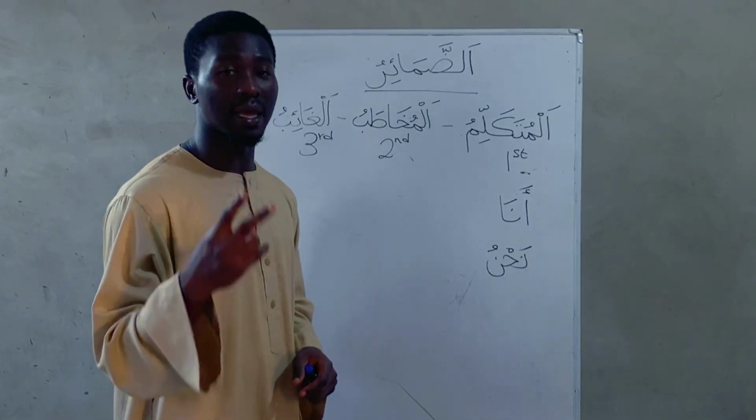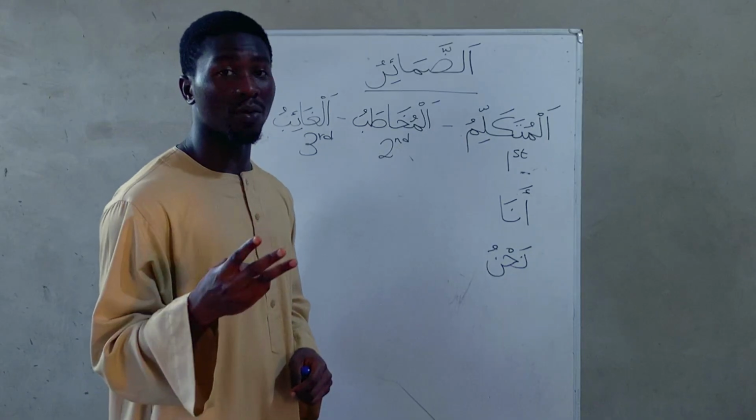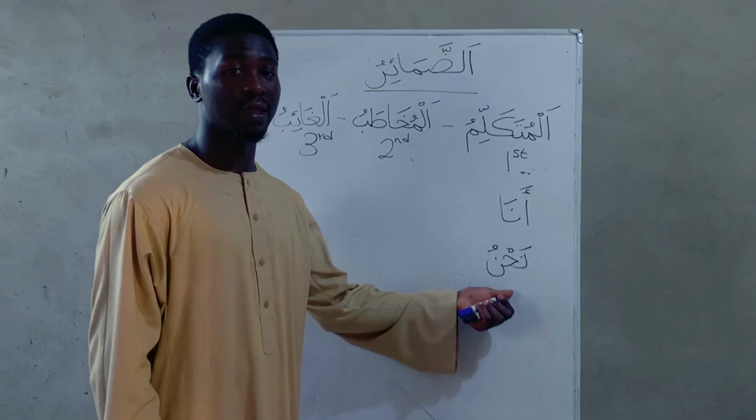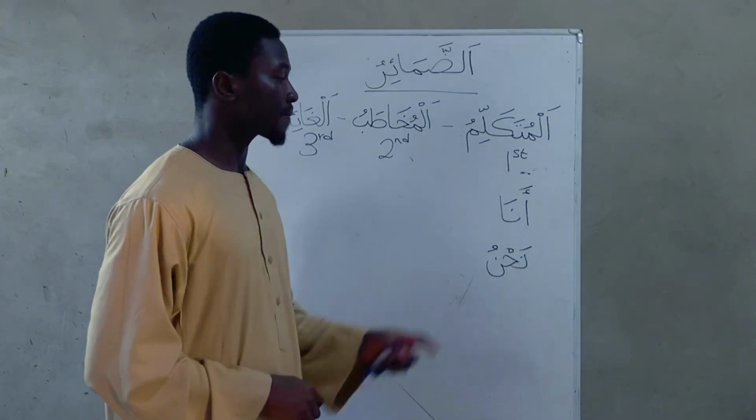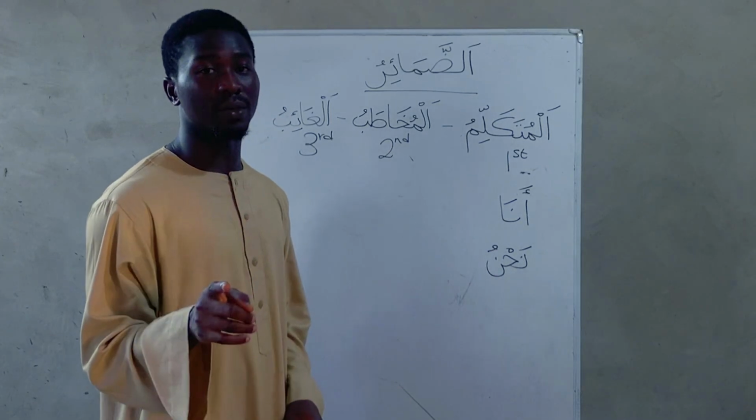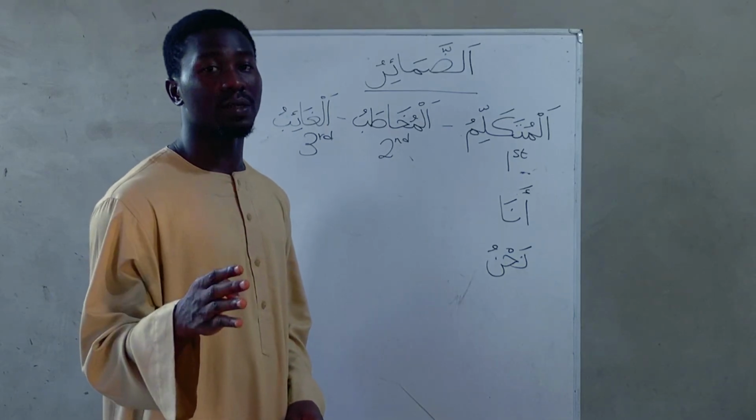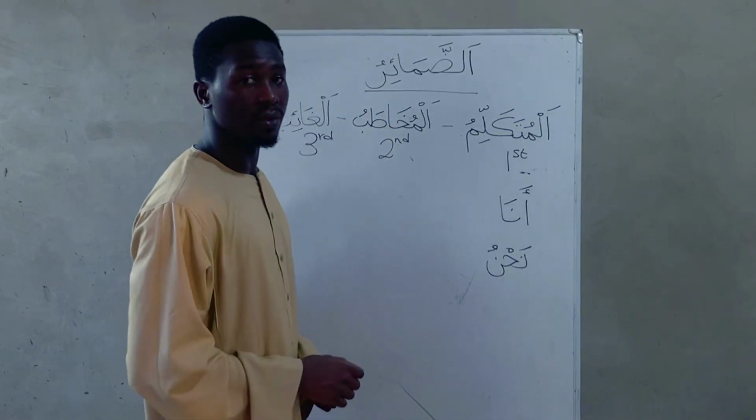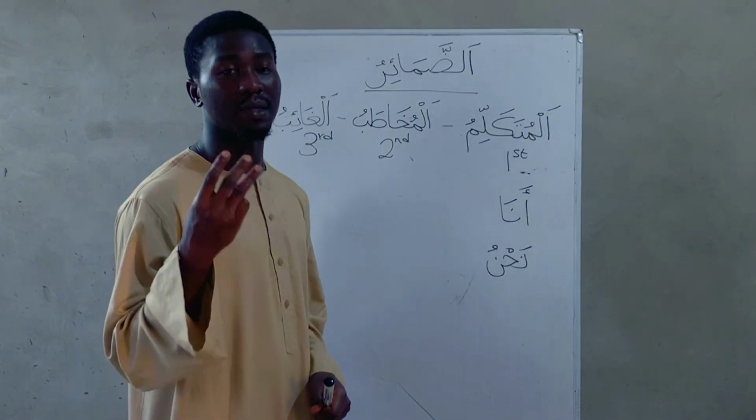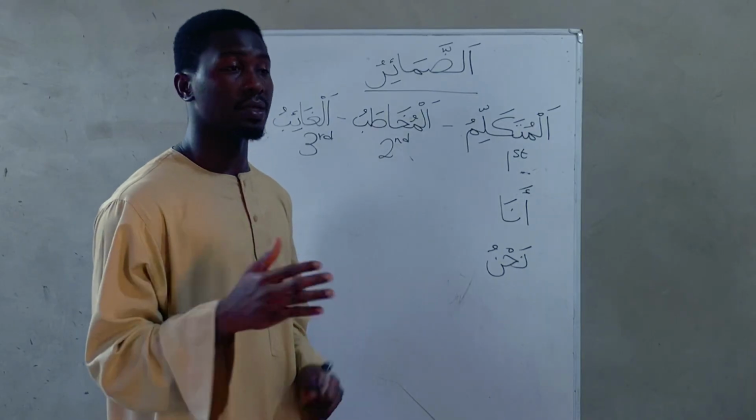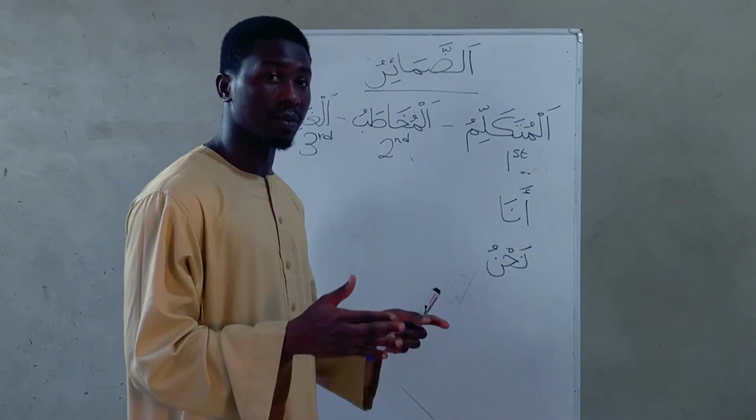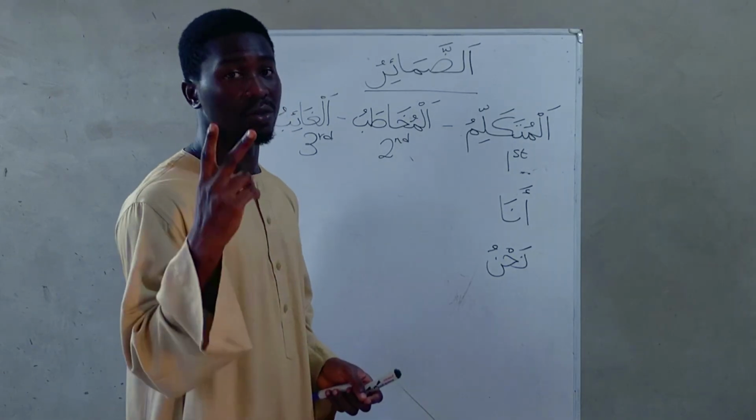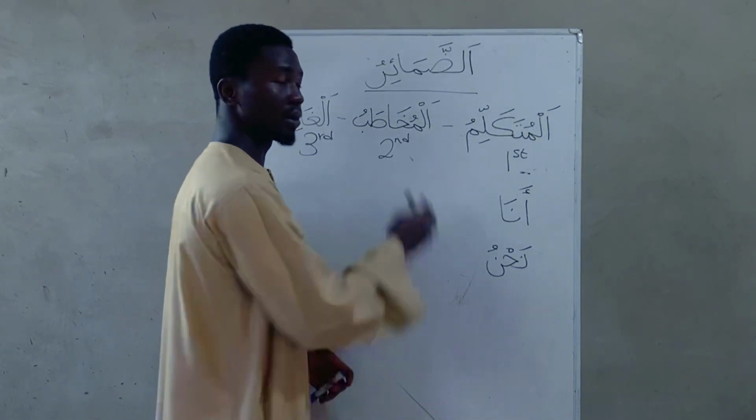Nahnu tilmidani. What if we are three or more? We'll still use nahnu, which is the pronoun, but then what will we use it with? We are going to use nahnu talamidun, because that is three or more students. Nahnu talamidun, we are students, and it means we are three or more students. If the number is three people or more, you will use talamidun rather than tilmidani, which means two.